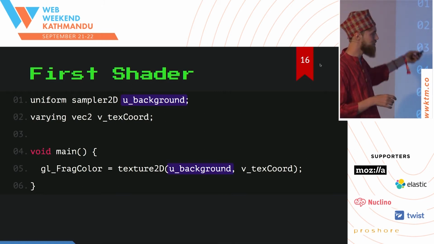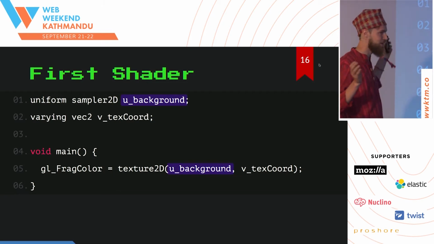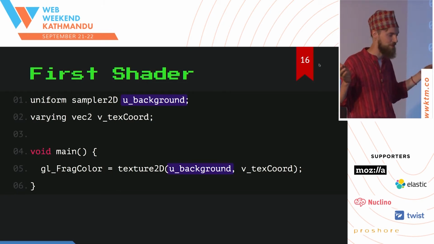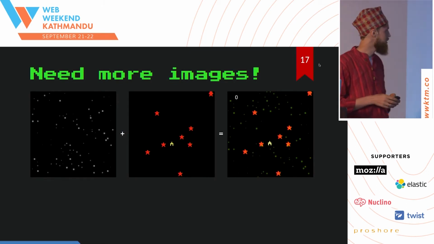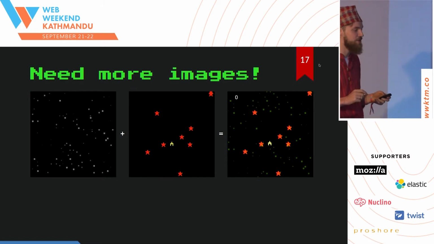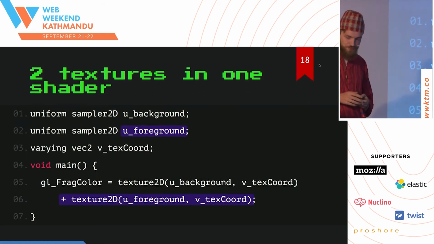To draw one picture, we need a shader. To draw anything in WebGL, we need a shader. We can copy this from webglfundamentals.org and use it. And to make a game, we need more than one image, combining different images, and it will work. So to use different images, we need a shader too.